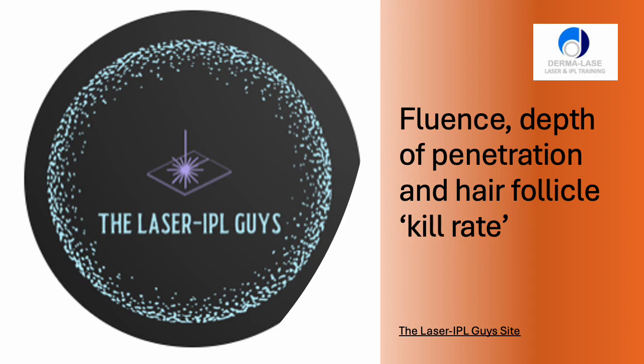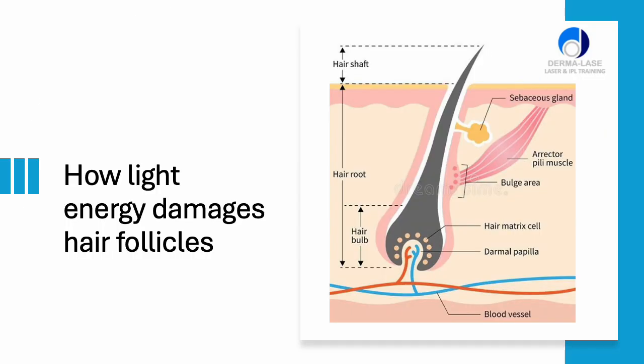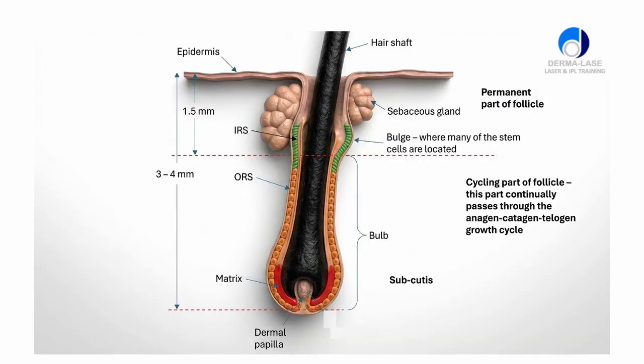Today I'm going to be talking about fluence, the depth of penetration in the skin, and the hair follicle kill rate. It's important to understand how laser and IPL light energy can damage hair follicles if you want to get good results. So here we have a cross-section of a hair follicle.